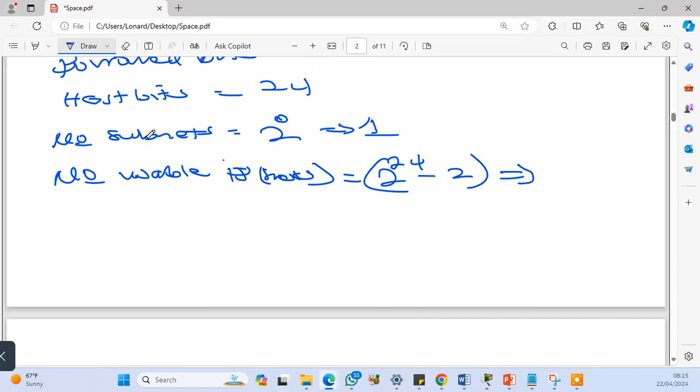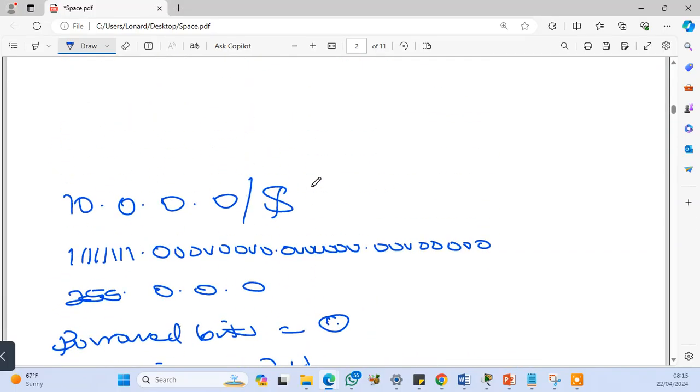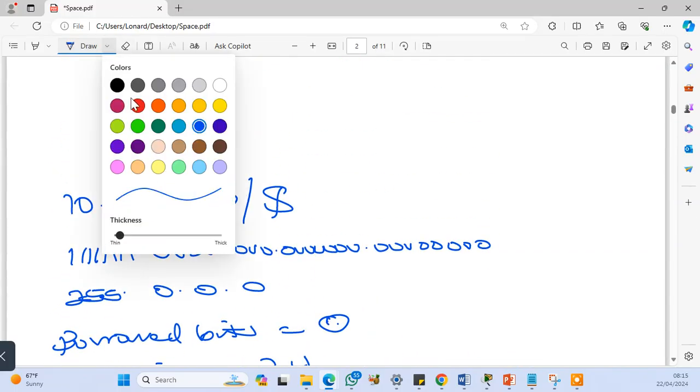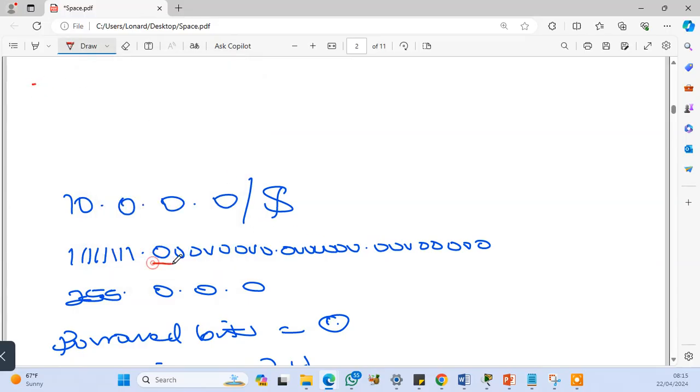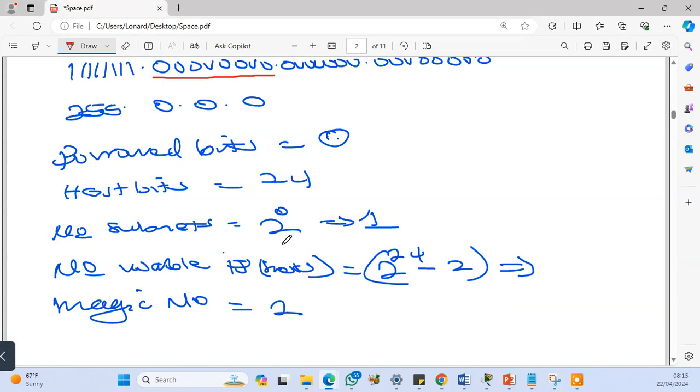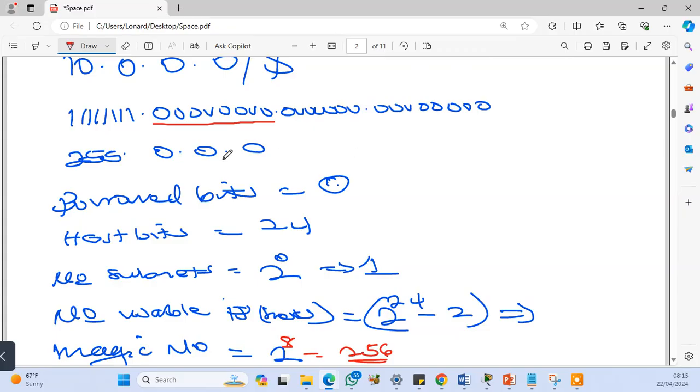Then how about the magic number? Magic number is equal to 2 power host bits in the octet boundary. The octet boundary that we are dealing with is this octet here. So the host bits in our octet boundary are 8, which gives us 256. Let me see now what we have: the first, second, third, fourth, fifth, and then sixth.